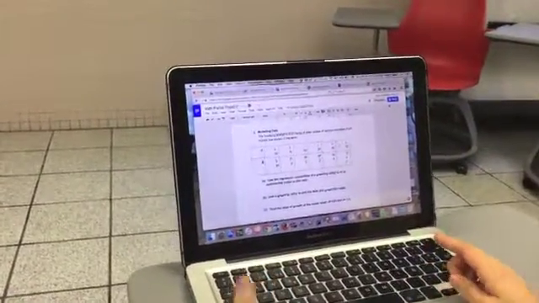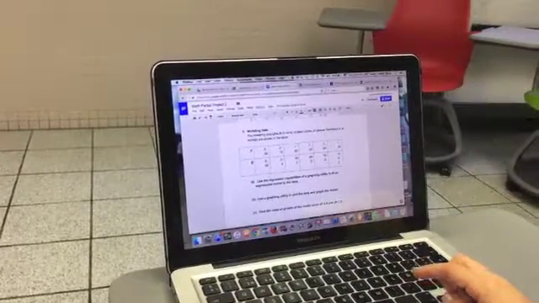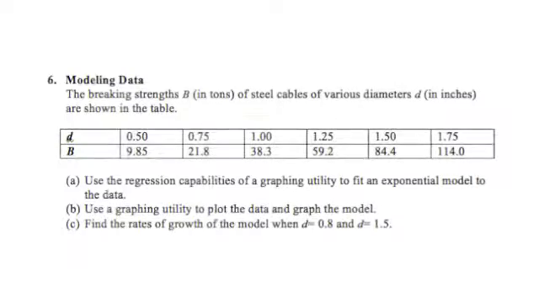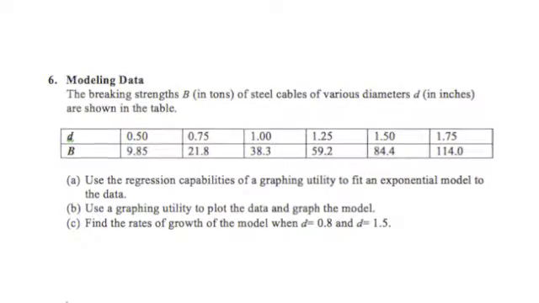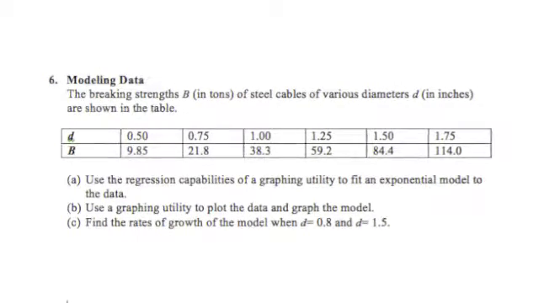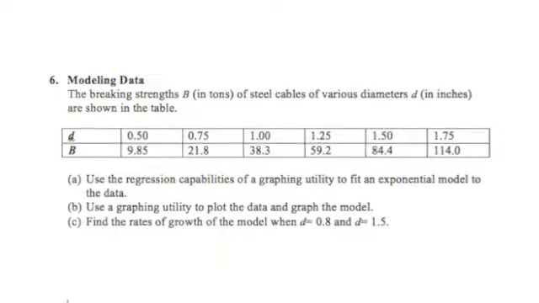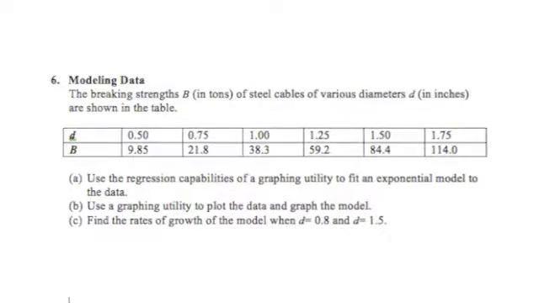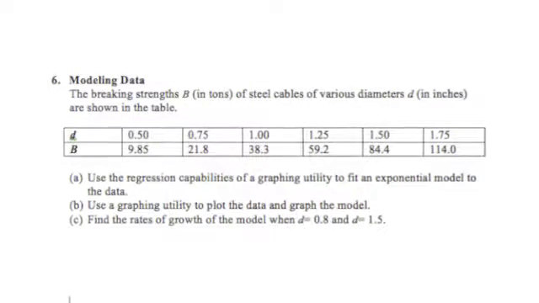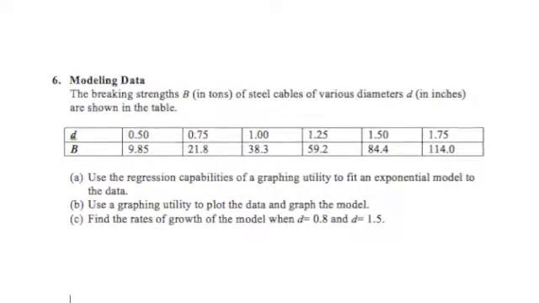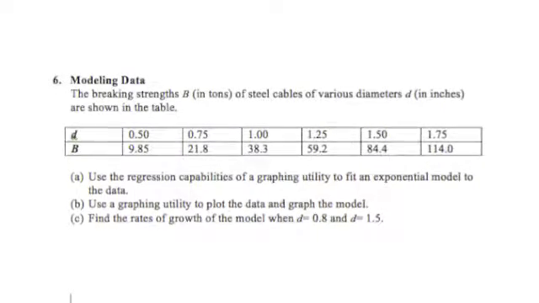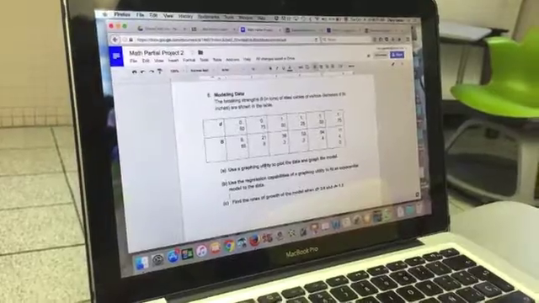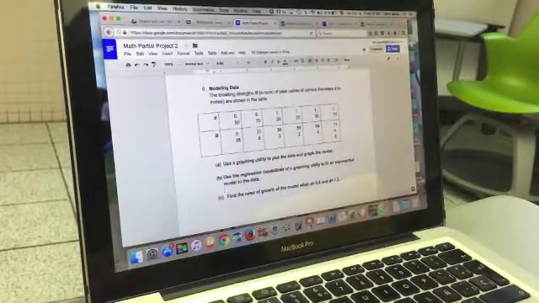For partial project number 2, we chose question number 6, which is about modeling data. The problem states that the breaking strength, capital B, in tons of steel cable of various diameters, D, in inches, are shown in the table. So our X values are our D, and our Y values are our capital B's. For point A, we have to use a graphing utility to plot the data and graph the model.